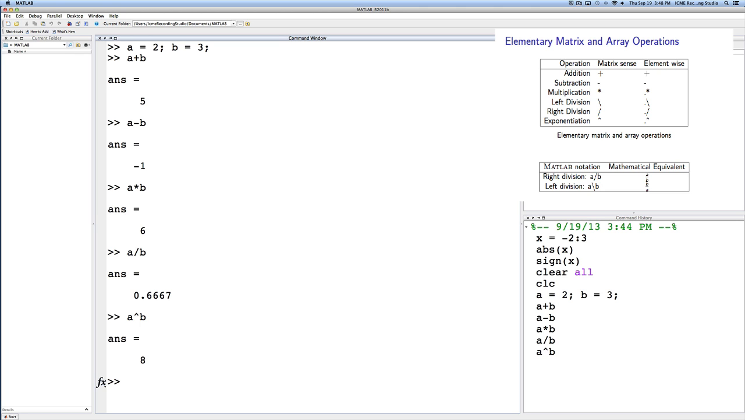Addition and subtraction are identical in the matrix and the array senses and defined only for matrices with the same dimension. The product A times B is the result of matrix multiplication, defined only when the number of columns of A and the number of rows of B are the same. The backslash and the forward slash define the solutions of the linear systems. A backslash B is the solution x of Ax equals B, and A forward slash B is the solution x of xA equals B.